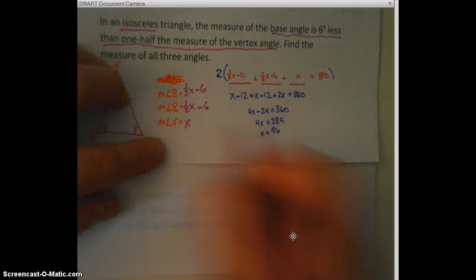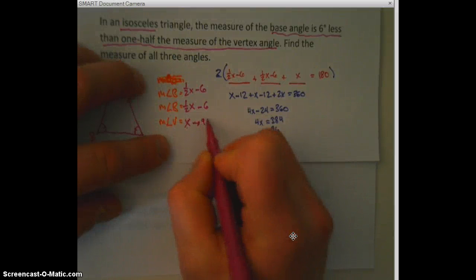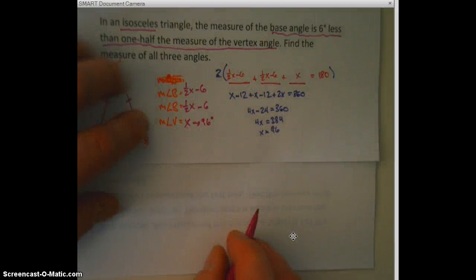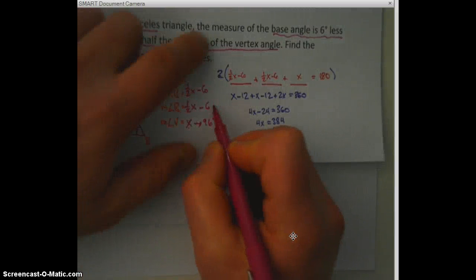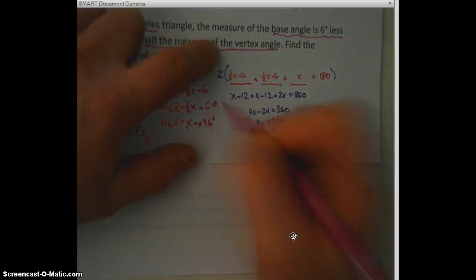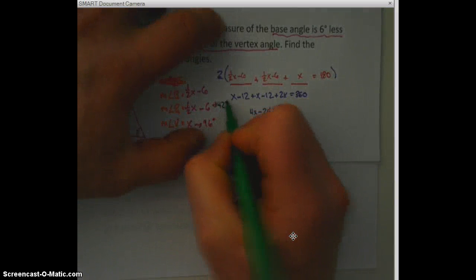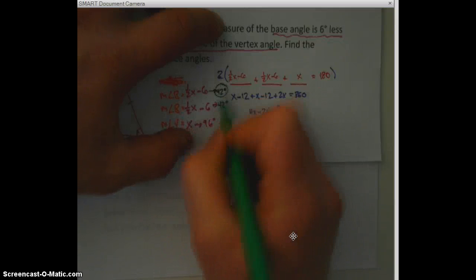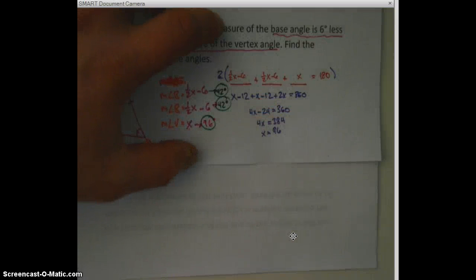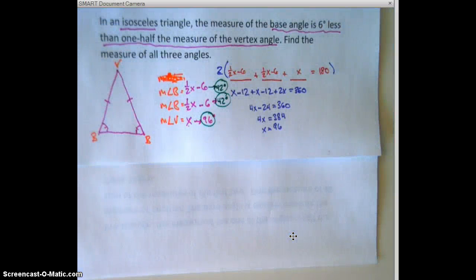So we know the vertex angle is then going to be 96 degrees because it is x. We're going to take 1/2 of x, so half of 96 is going to be 48, and we subtract 6 from that, and we end up with 42 degrees. I'm going to change colors here. 42 degrees, and this is also going to be 42 degrees. So we have 42, 42, and 96, and if you add those three angles up, you will see that they do sum up to 180.